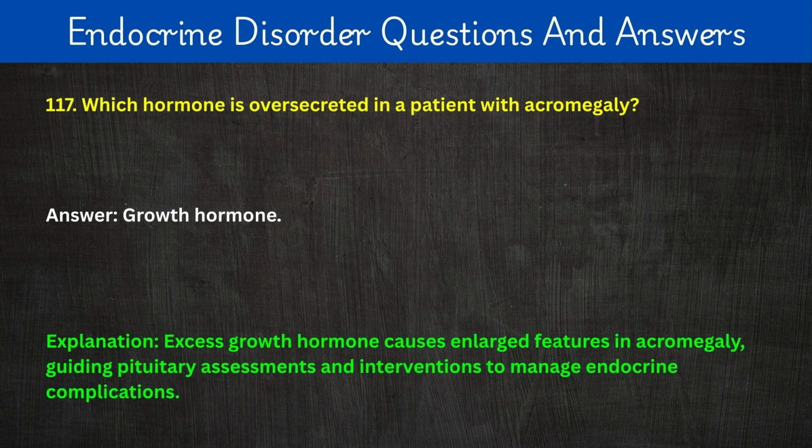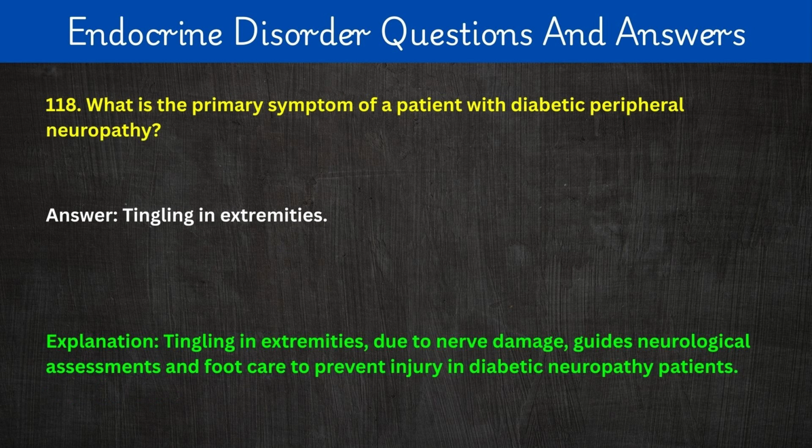117. Which hormone is oversecreted in a patient with acromegaly? Answer: growth hormone. Explanation: excess growth hormone causes enlarged features in acromegaly, guiding pituitary assessments and interventions to manage endocrine complications.